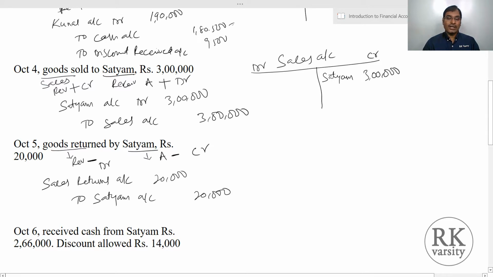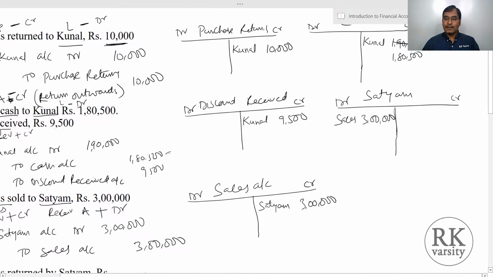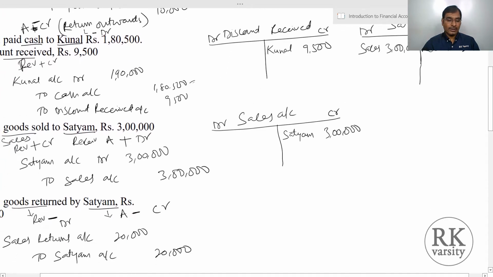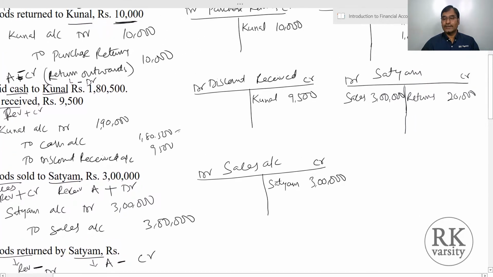So already we have a Satyam account. So here in the Satyam account, there is a decrease. So this is returns and 20,000. Then we have another book called sales returns account. So on the debit side and credit side, we'll write we received goods returned from Satyam, so 20,000.